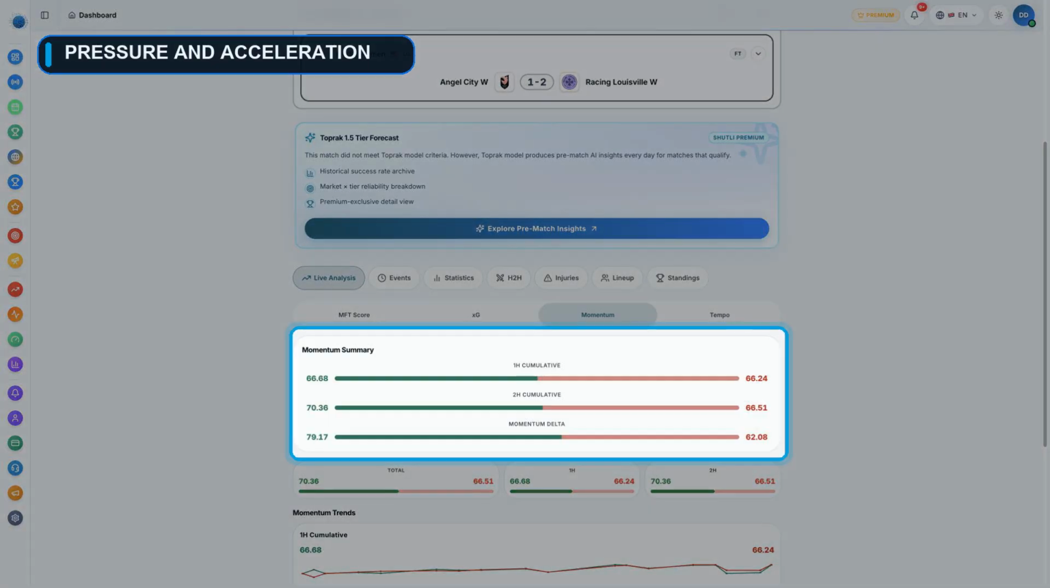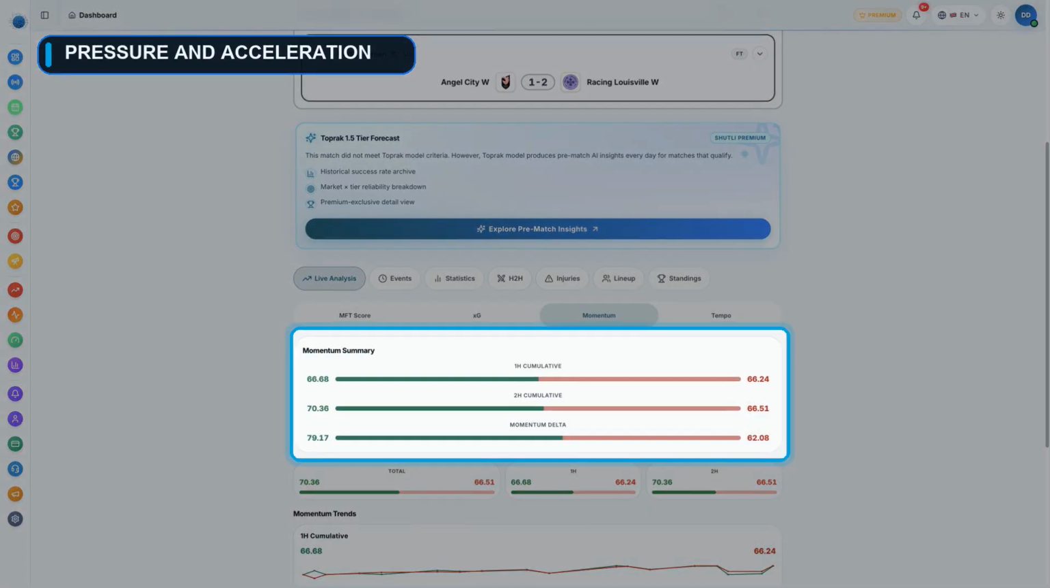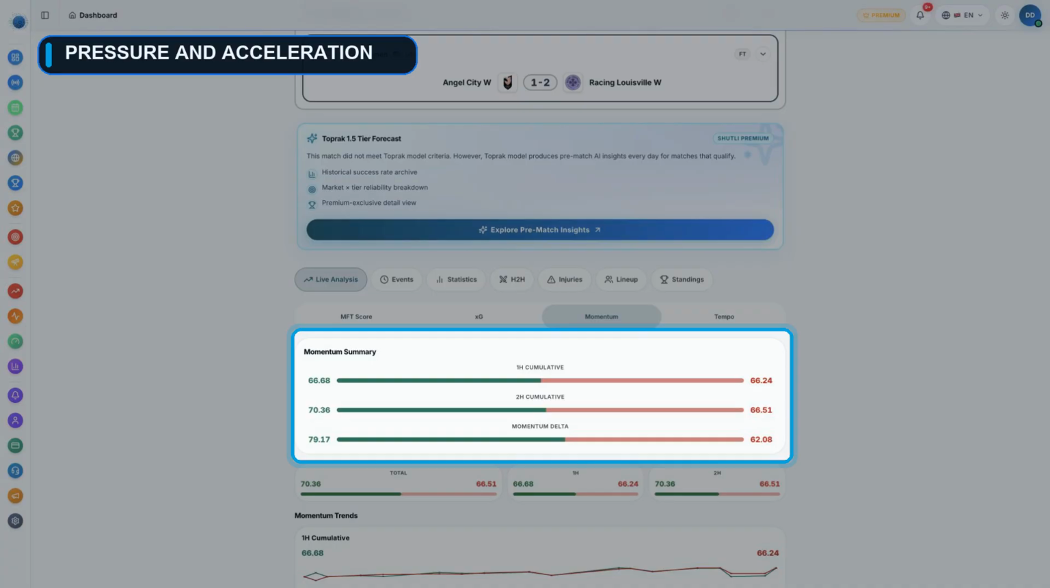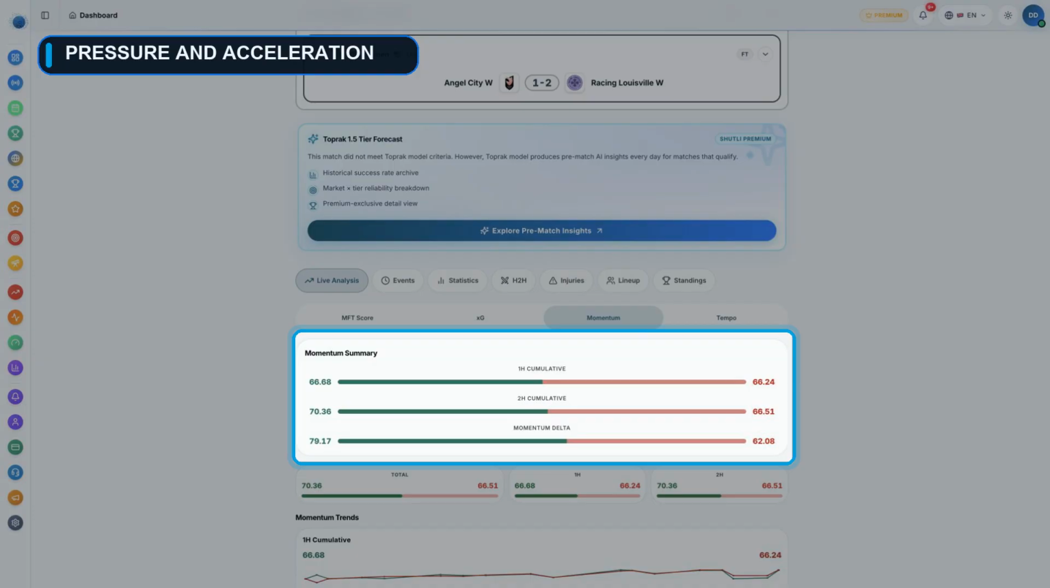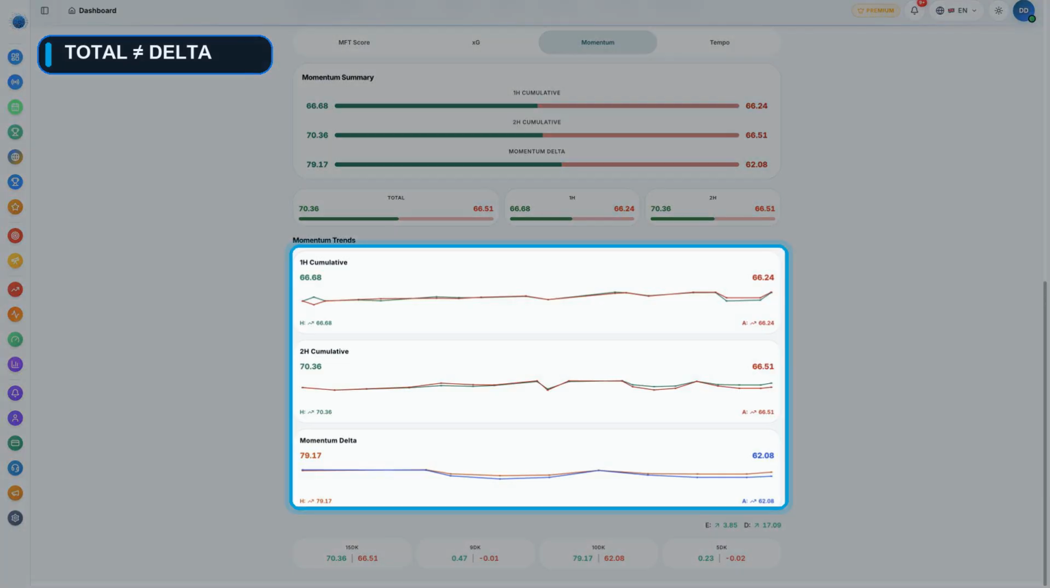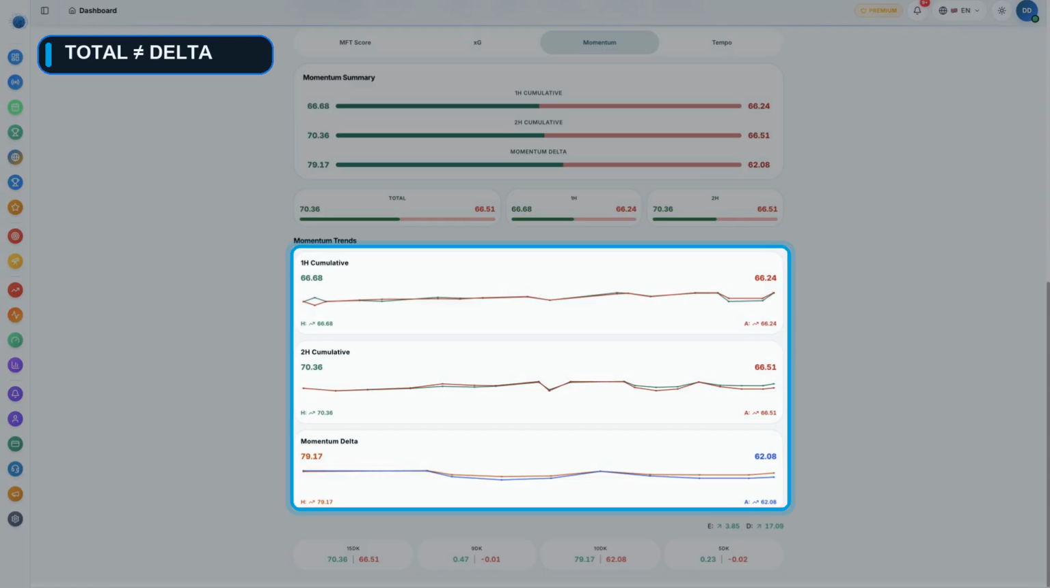Momentum helps us see which way the pressure and direction of play are moving. The first half cumulative values are 66.68 and 66.24, so the sides are very close. The second half values are 70.36 and 66.51. The home side is ahead, but this difference alone is not a major separation. Momentum delta is 79.17 versus 62.08. Unlike the accumulated total, delta makes recent change and acceleration more visible.